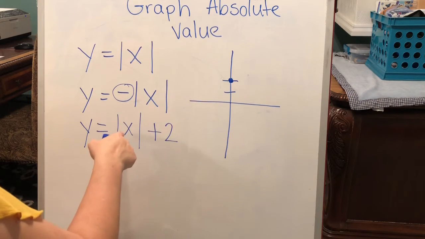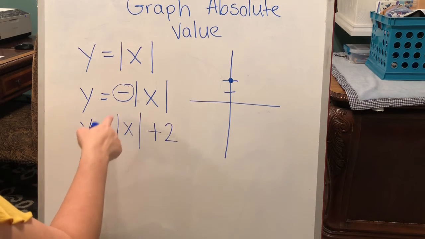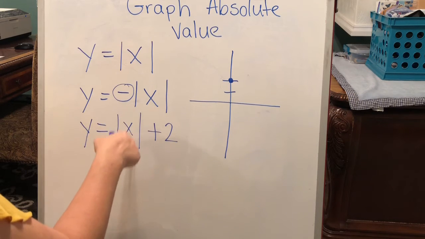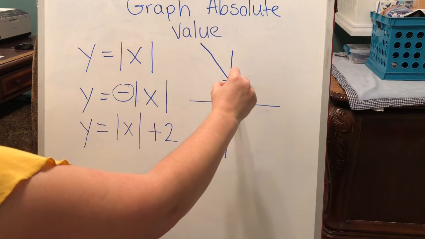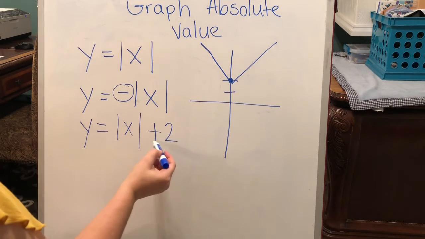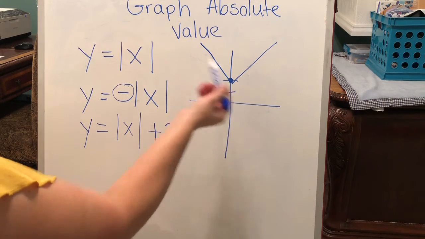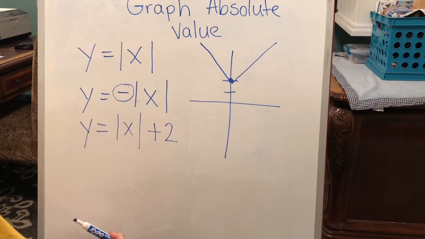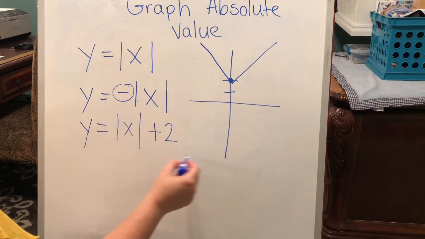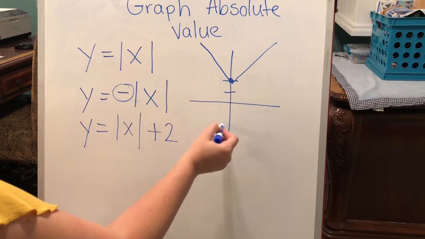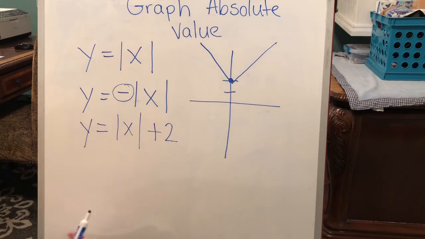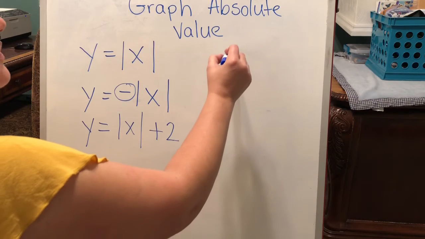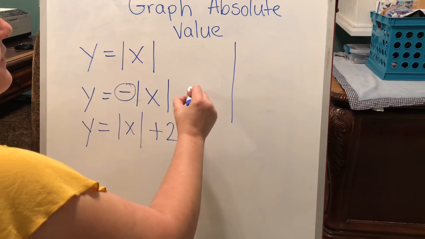So in this case, there's no negative sign on the outside, so it's going to be always positive. So we know it's going to be opening up, and it's going to start at positive 2. Okay, and if I had a negative 2, that means I would go down negative 2, and then I would start opening up.